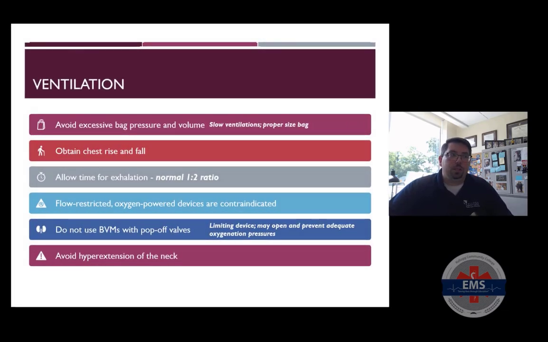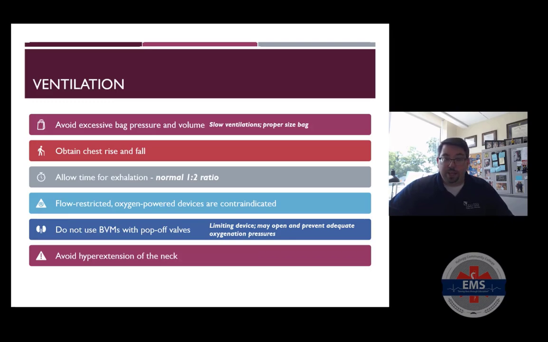For ventilation, there are a couple of key things we need to recognize. One, avoid excessive bag pressure and volume. Use slow ventilations with a proper size bag. Remember, the right tool the first time indicates the best outcome for that patient. Make sure you're obtaining chest rise and fall and allow time for exhalation. Remember, 1 second in, 2 seconds out. 1 second in, 2 seconds out.